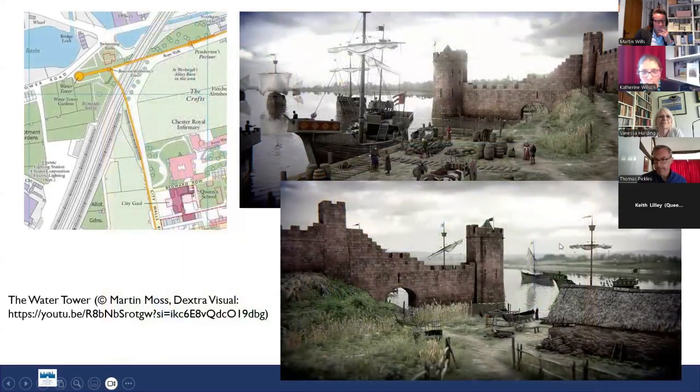Thanks, Tom, and thank you for taking us through that. So for me, it's the Water Tower. And it always has been the Water Tower ever since I arrived at the University of Chester in 2012.